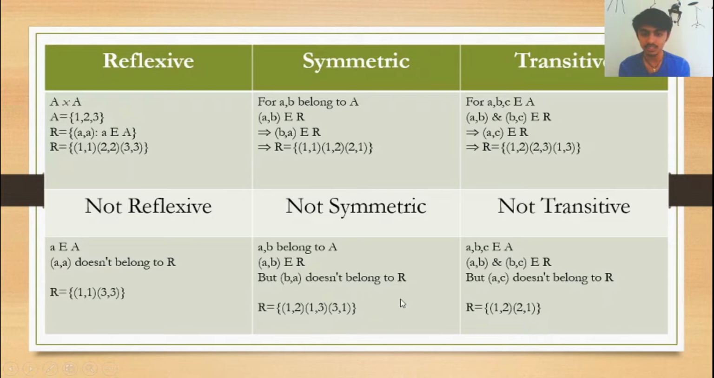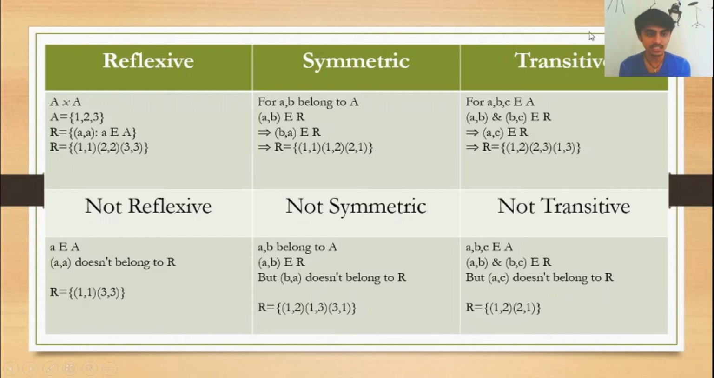As (2, 1) is missing, it satisfies the statement that (a, b) belongs to R but (b, a) doesn't belong to R. Hence, it is not symmetric. So the only thing you have to remember is, for a set to be reflexive, (a, a) should be there. For a set to be symmetric, (a, b) and (b, a) should be there.